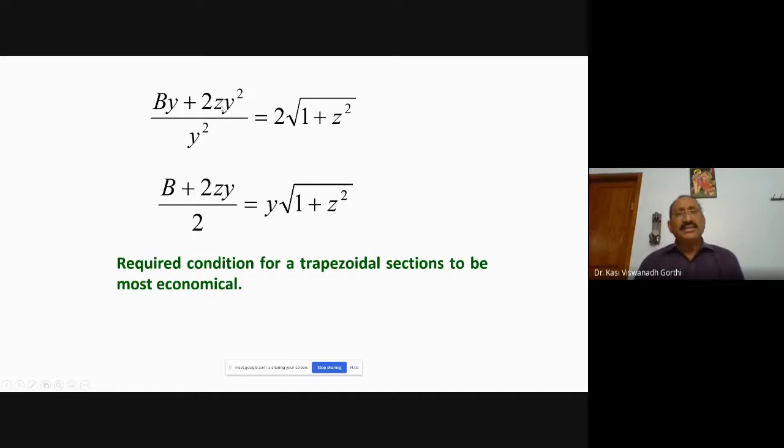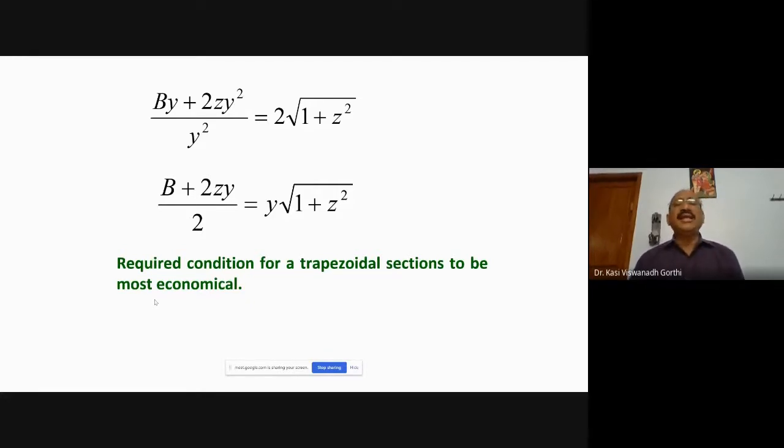Or cancelling Y both in numerator and denominator, B plus 2ZY by 2 is equal to Y root 1 plus Z square. What is B plus 2ZY? B plus 2ZY is the top width. So half of the top width is equal to Y root 1 plus Z square, which is the required condition for a trapezoidal section to be most economical. B plus 2ZY by 2 is equal to Y root 1 plus Z square. Half of the top width is equal to Y root 1 plus Z square. This is the required condition for a trapezoidal section.